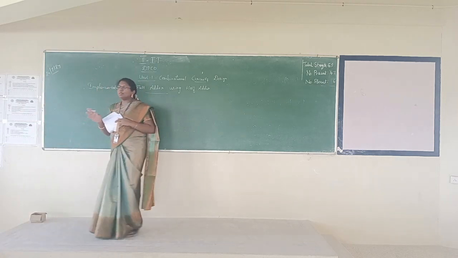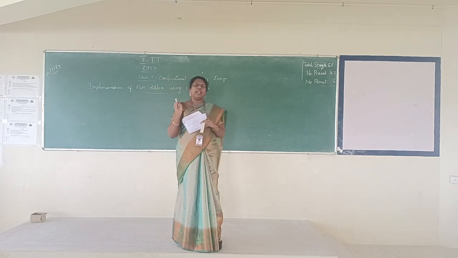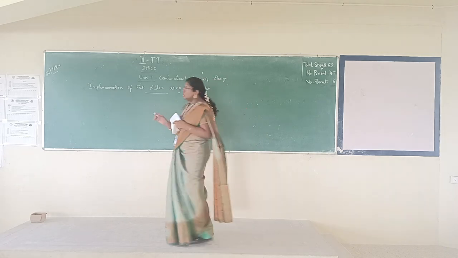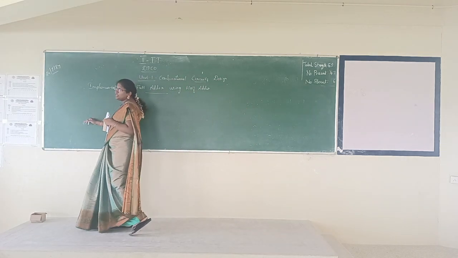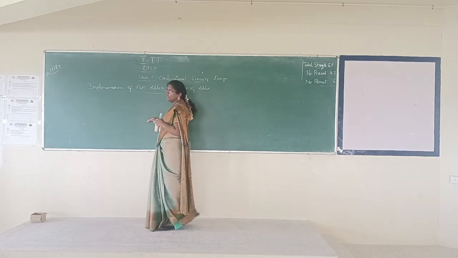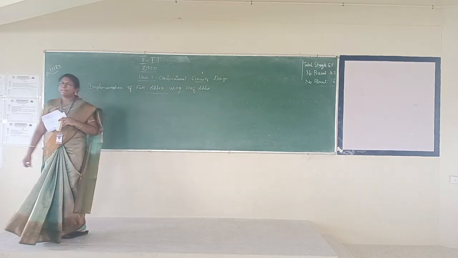For A XOR B, you need an XOR gate, and for AB, you need an AND gate. So draw an XOR gate as well as an AND gate. In cascade form, draw another XOR gate as well as an AND gate. Draw it.